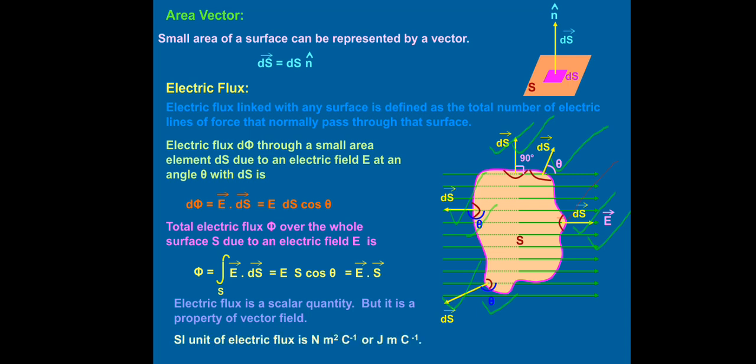What will be the unit of this? The unit can be found out. Now let us consider some special cases for different angles. For theta between 0 degree and 90 degree, what will be the value of electric flux? So the electric flux for this must be positive, because cos 0 is 1 and cos 90 is 0, and electric flux phi equals E s cos theta.